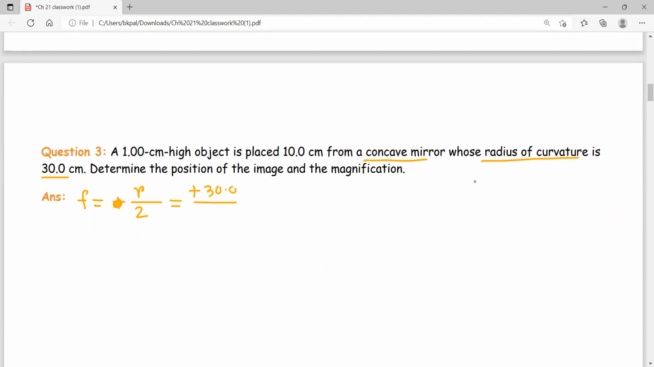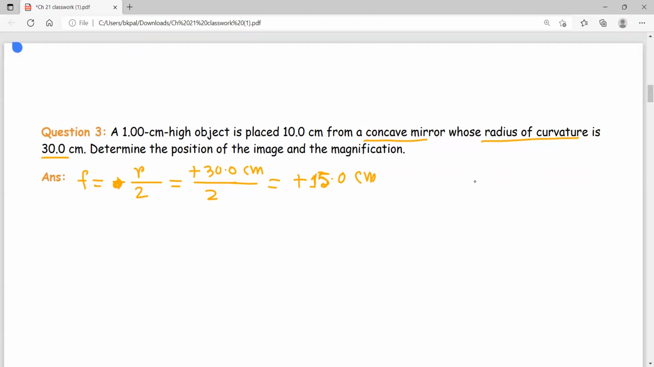But remember that sometimes you may just be given the focal length. When you are given just the focal length, you don't need to divide it by 2. So make sure you understand this. Here we are given the radius of curvature, so we divide by 2 to get the focal length, but if you are directly given the focal length, then you just use that. Also make sure you understand the positive and negative signs: positive for a concave mirror, negative for a convex mirror. So here this is the focal length.